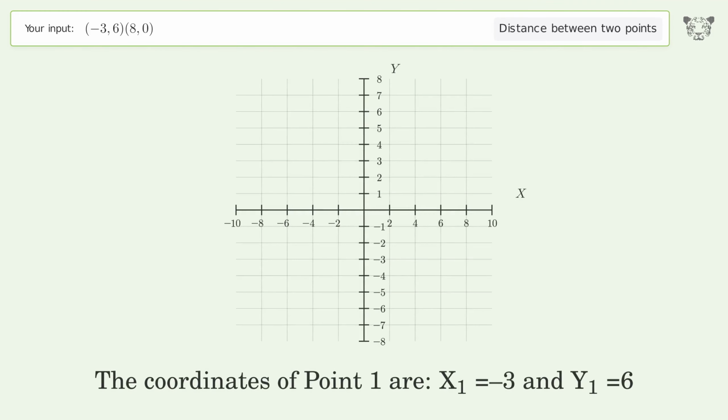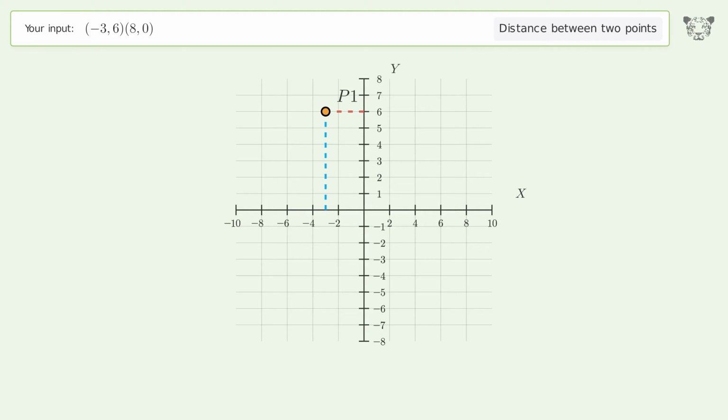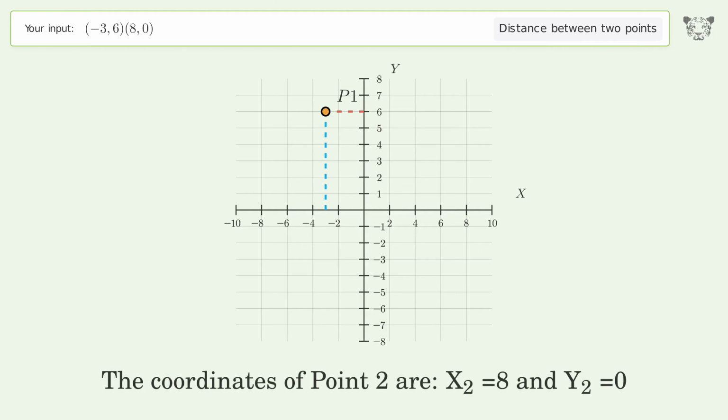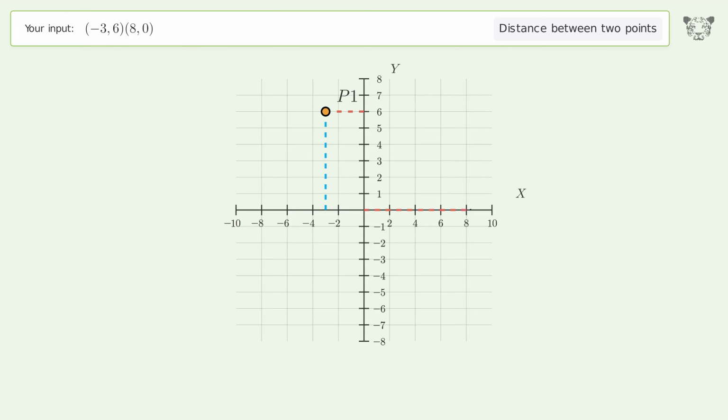The coordinates of point 1 are, x1 equals -3 and y1 equals 6. The coordinates of point 2 are, x2 equals 8 and y2 equals 0. D is the distance between the 2 points.